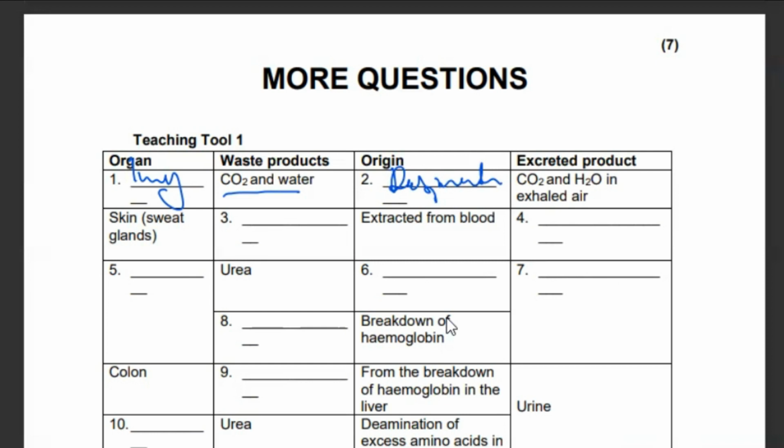What is happening in the sweat? You have urea. That's why you smell. Urea makes it smell. And mineral salts. That's why if you test the sweat, you'll find it is salty. And then the excreted product.